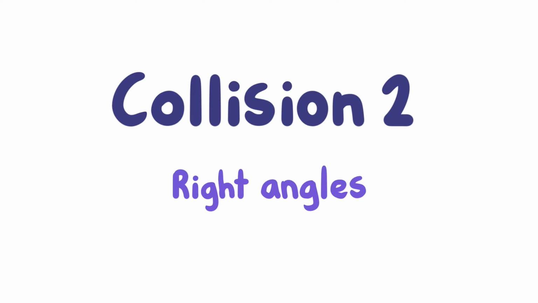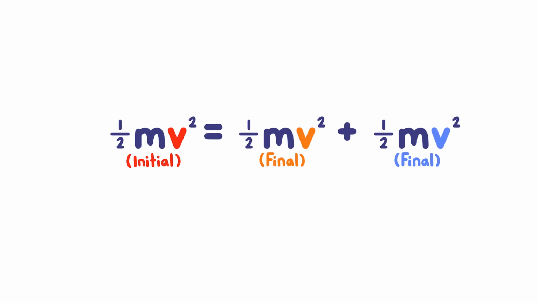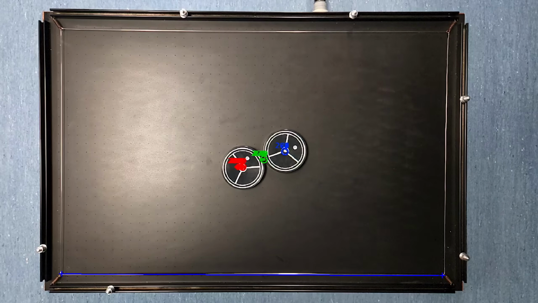Collision 2, Right angles. In an elastic collision, kinetic energy is conserved, meaning that the initial kinetic energy equals the sum of the final kinetic energies. If the masses are the same, we can divide out half m, giving the velocities in the form of the Pythagoras equation, an equation specifically for right-angled triangles, proving that there must always be a right angle between the final velocities of equal masses colliding elastically, as we observe here.